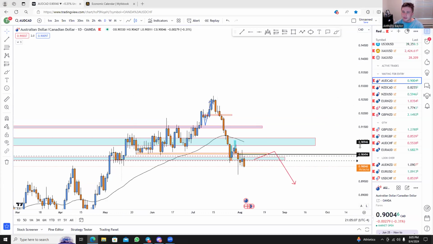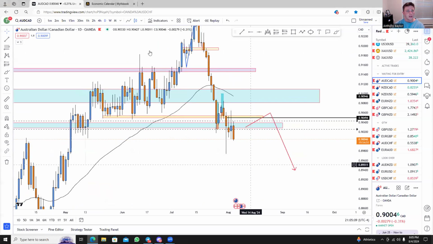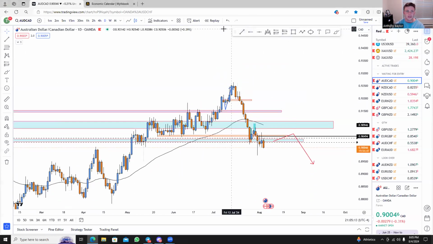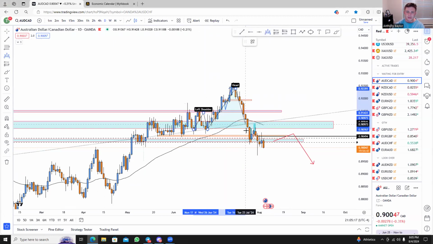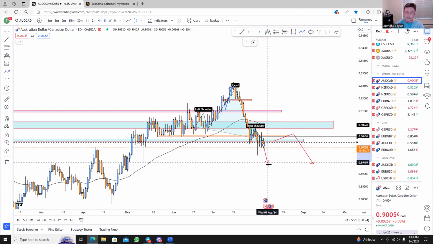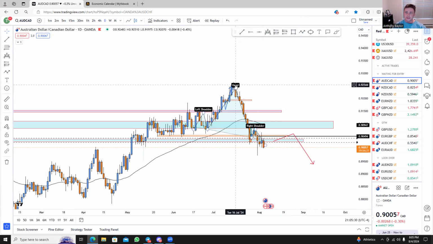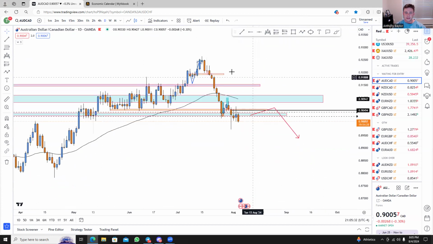All right, back to what we're doing here. Like I said, here's your head and shoulders on your daily. It broke. We're waiting for it to come back, like it did. I already broke structure, retest, and head to the downside. That's what we're looking for on AUD CAD.